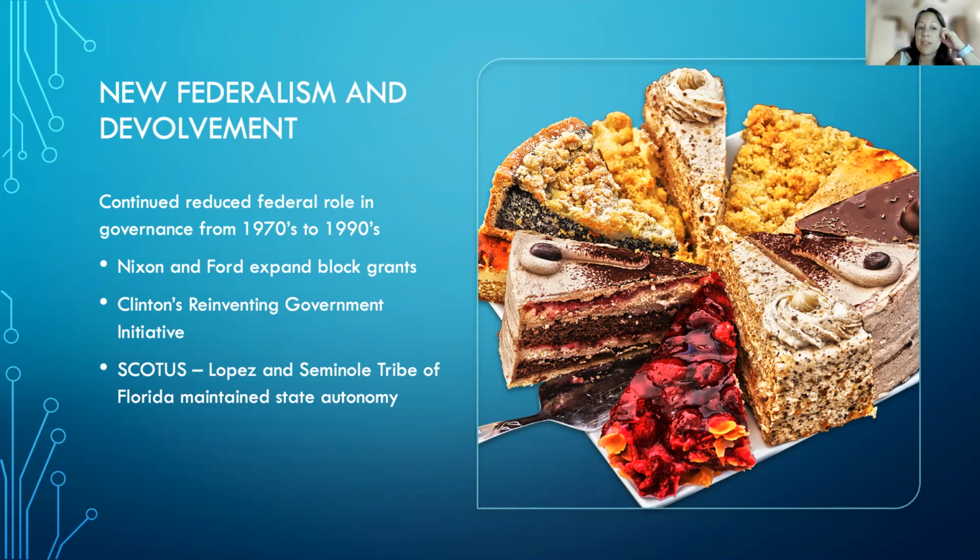But they continued to reduce the federal role in governance from the 70s to the 90s, which means that Nixon and Ford expand the block grants. Clinton pulls that back a little bit, though. Well, Reagan first begins to pull it back. Reagan starts to implement devolution, where he cuts the block grants. He returns to states by compact ideology, where the federal government does not hold as much sway, and he tries to reduce the role of federal interference.